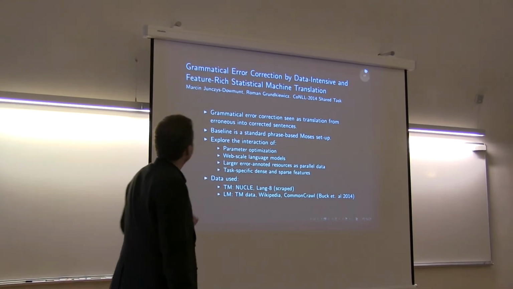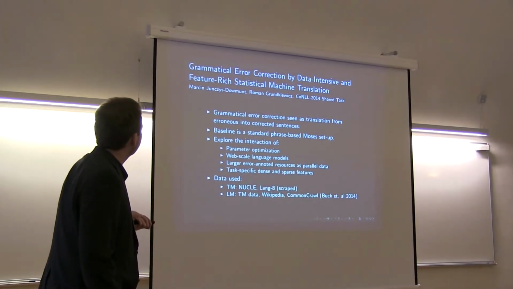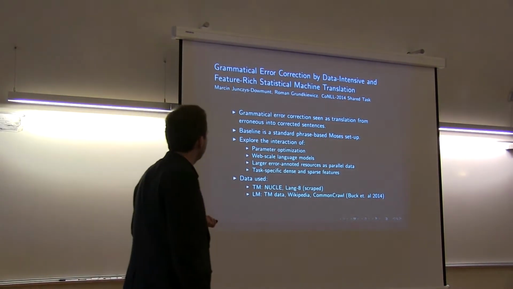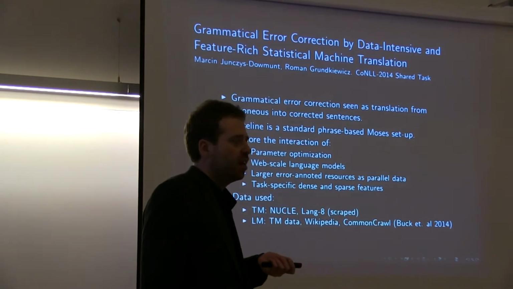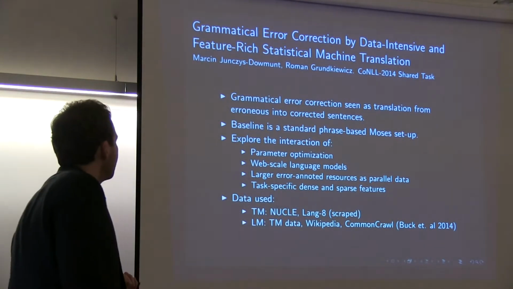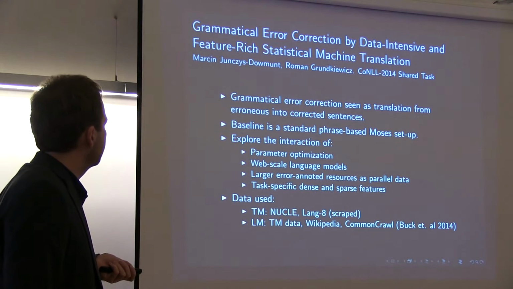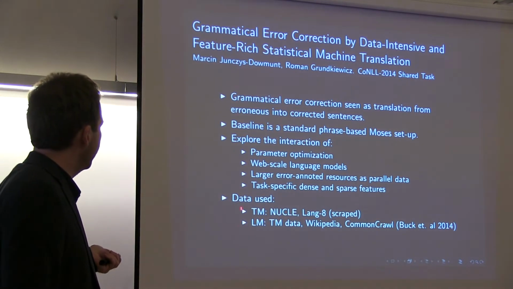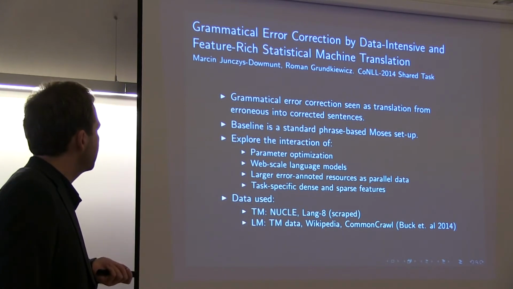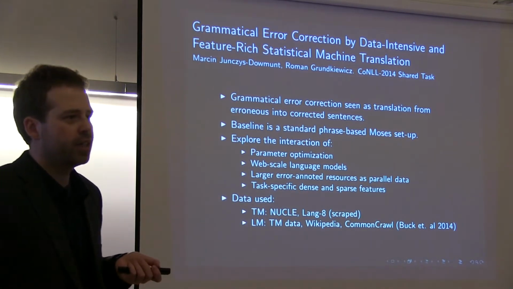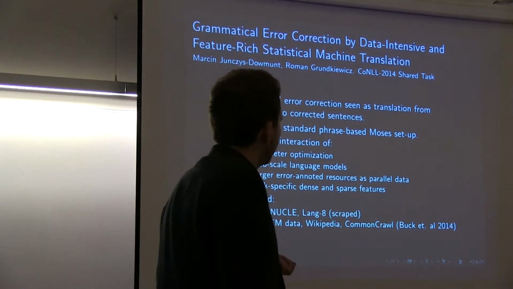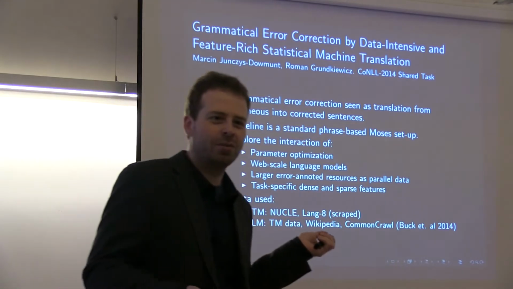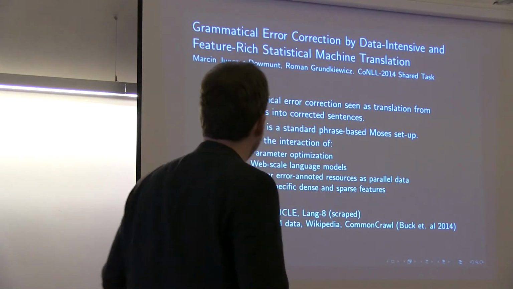Okay, so what did we do? Well, what did our system do? We treated grammatical error correction just as simple translation from erroneous into corrected sentences. Nothing special here. Our baseline was a standard phrase-based Moses setup, and we explored how to optimize parameters according to the task metric. Well, the first one within that task, not the first one to do that, because of course everyone else optimizes the metric in WMT and everything else.